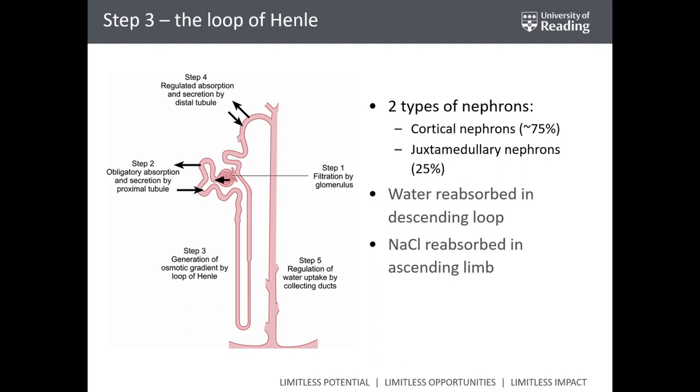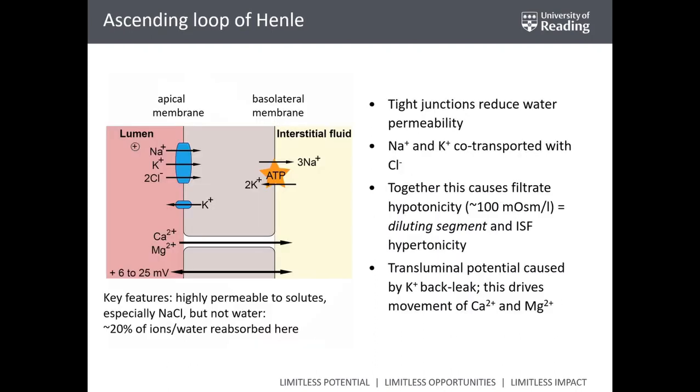Sorry, there is a typo here. The water is reabsorbed in the descending limb of the loop of Henle, while the sodium chloride is reabsorbed in the ascending limb of the loop of Henle. Let's look at it in more detail. In the ascending loop of Henle, we have tight junctions which do not allow the movement of water, or at least the permeability to water is reduced through the tight junctions.